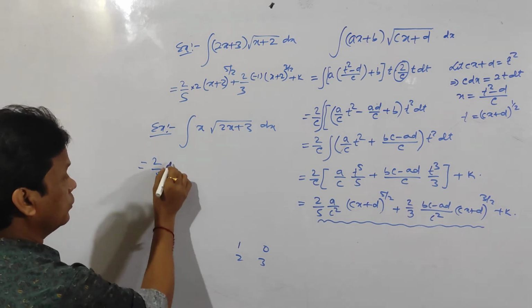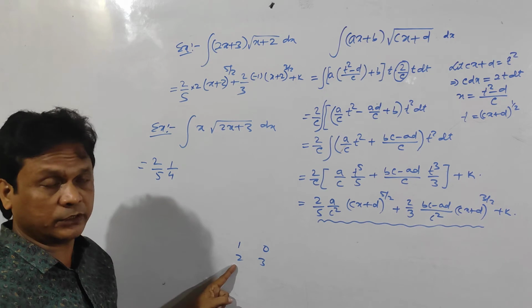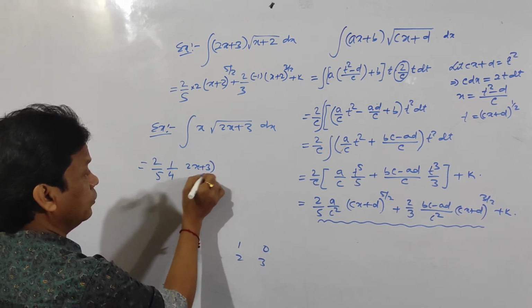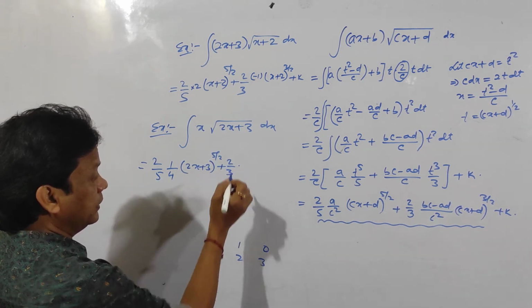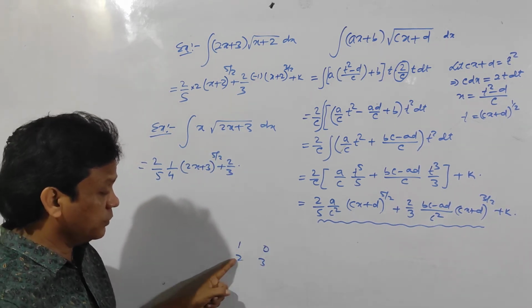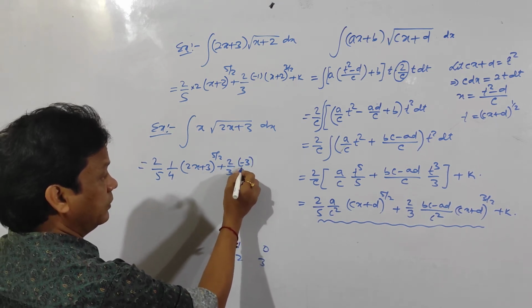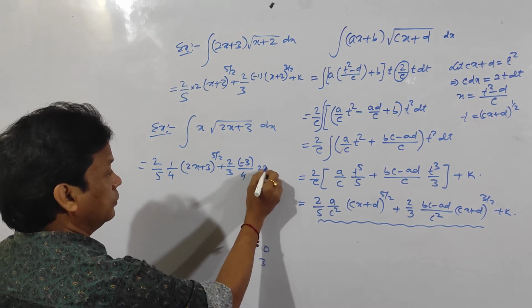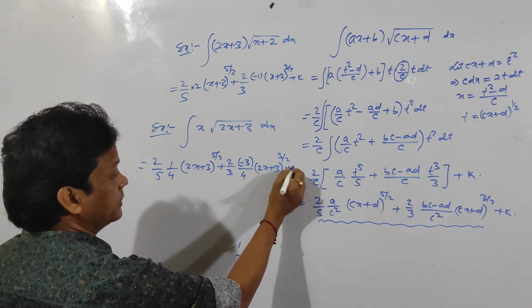A by c square, so 1 by 4. A by c square, I have told you, a by c square, so 2 square is 4, into 2x plus 3 to the power 5 by 2. Then plus 2 by 3. This minus this, and this one is 0, 0 minus 3 is minus 3. So put a bracket here, divided by c square means 4, into 2x plus 3 to the power 3 by 2 plus k.